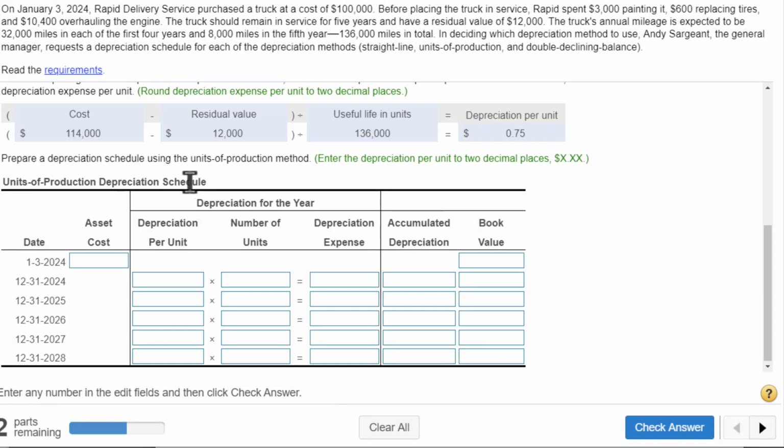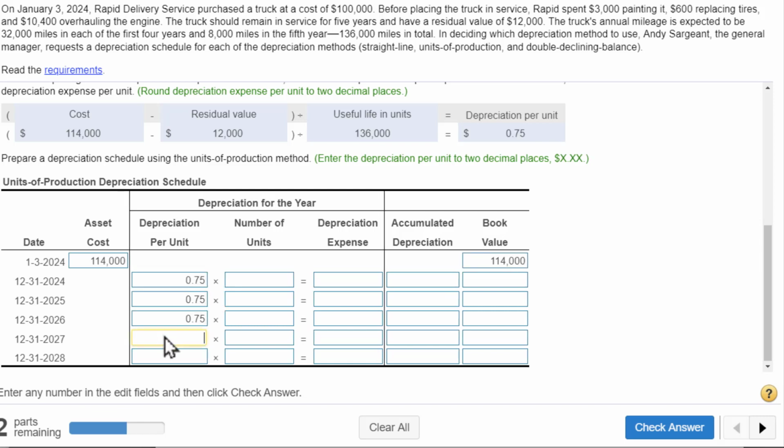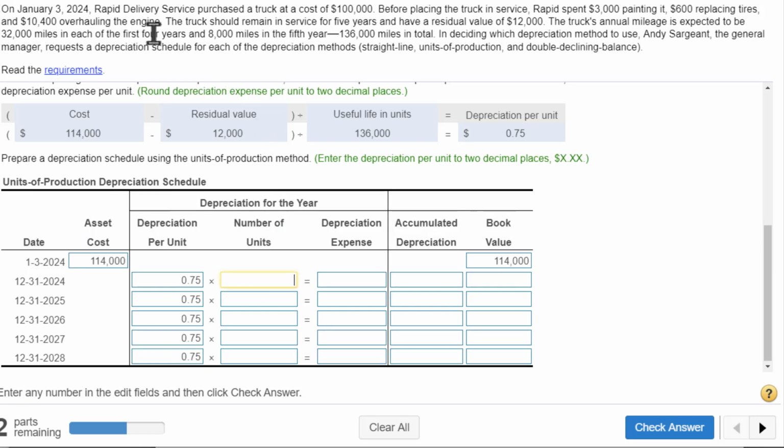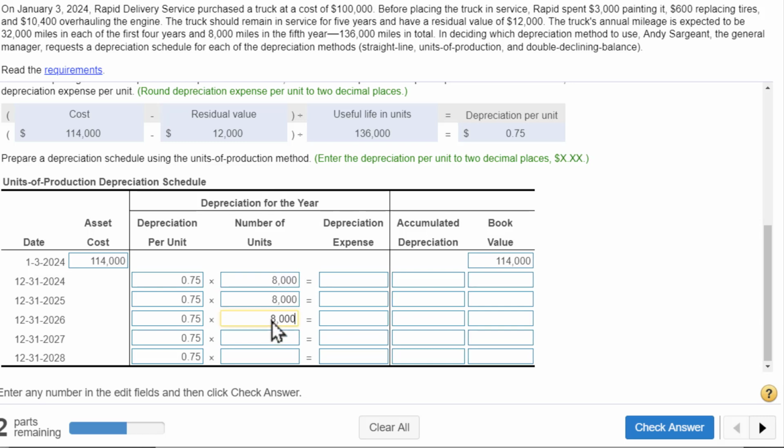Now we're going to do the units of production depreciation schedule. So the asset cost, still 114,000. The book value, 114,000. Now depreciation per unit is right here, so we're going to copy and paste the 75 cents in all of these. And how many units is that? Miles. So how many miles did we say we're going to drive it? So let's see, up here. For the first 4 years is 8,000 miles. So I'm going to type in 8,000. Now I can copy and paste that for the first 4 years, 1, 2, 3, 4.